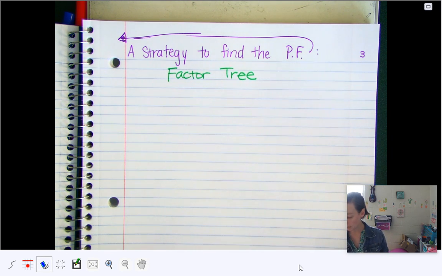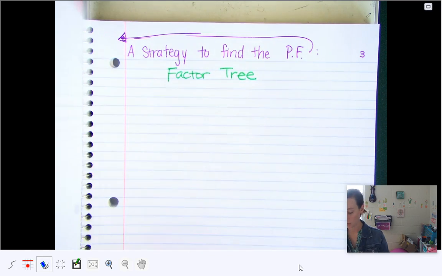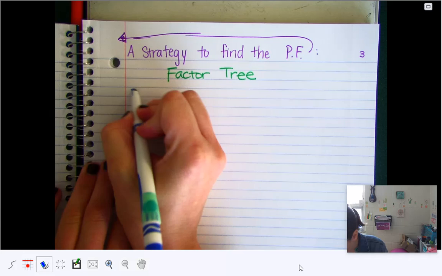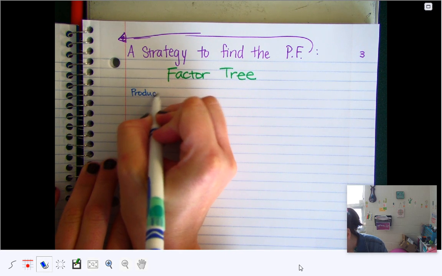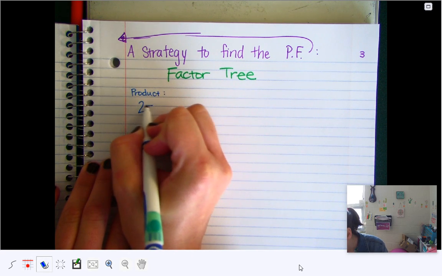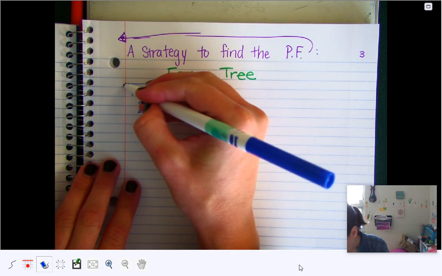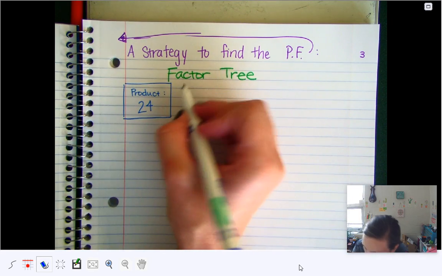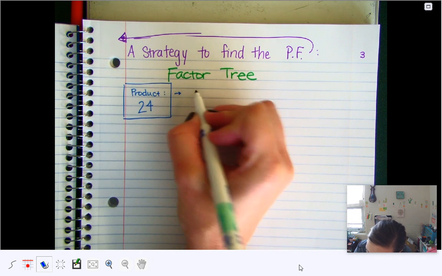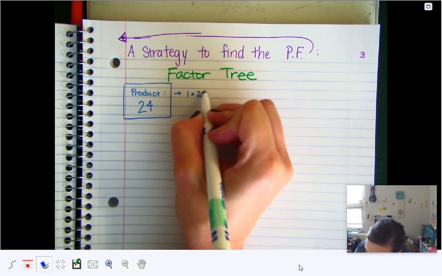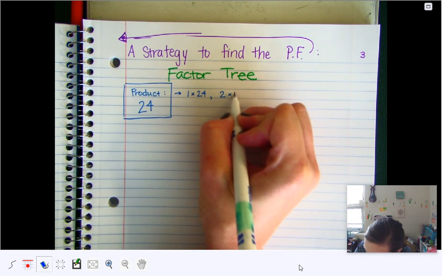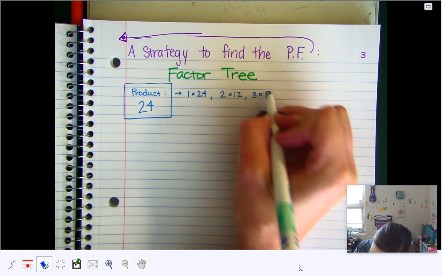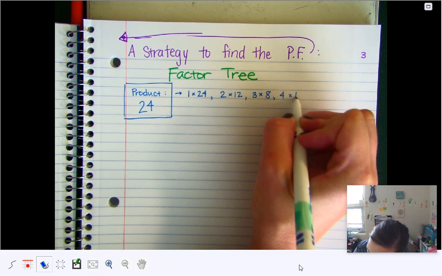So if I take, for an example, 24, we'll do a factor tree on 24. So the product we're focusing on is 24. And I could list the factors of 24. The factors of 24 are 1 times 24, 2 times 12, 3 times 8, 4 times 6.